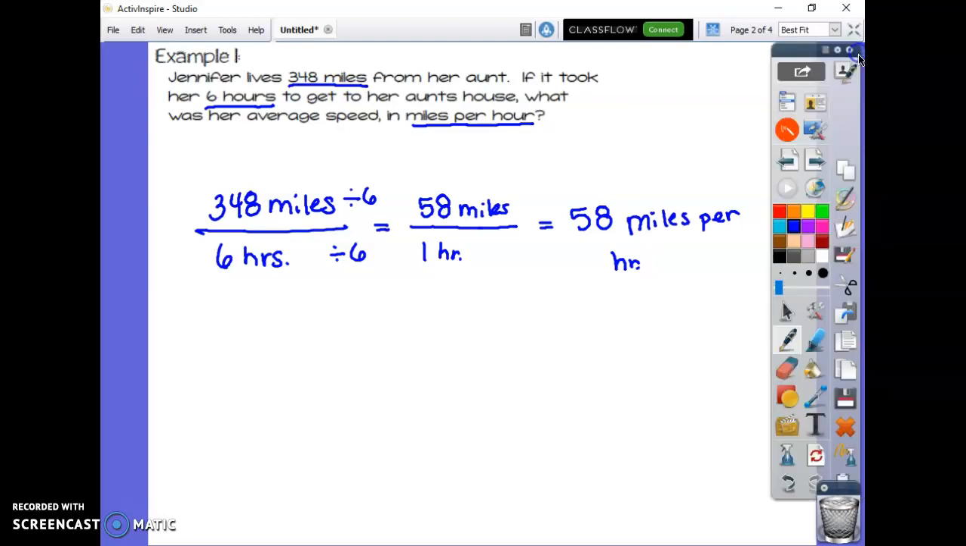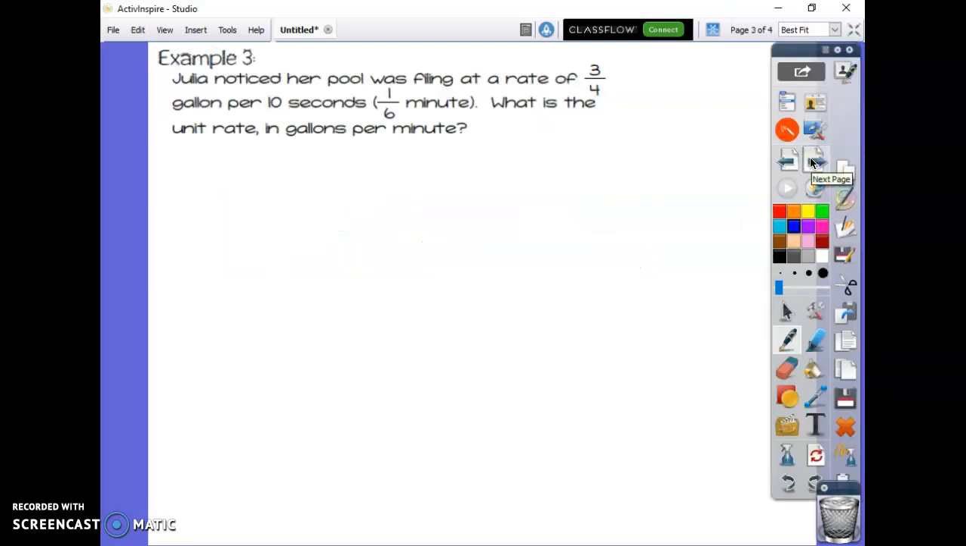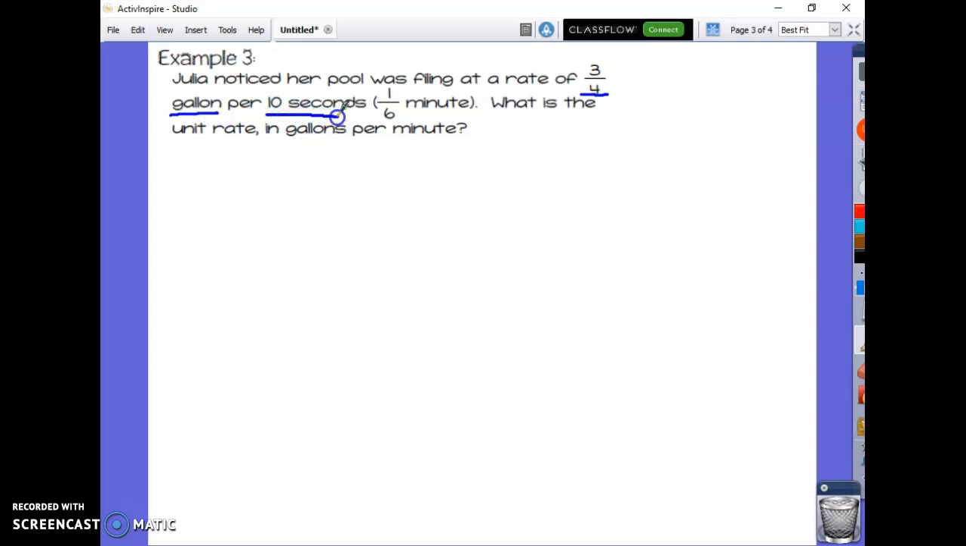Go ahead and try example 2. Should be very similar. Okay, example 3, Julia noticed her pool was filling at a rate of 3/4 of a gallon per 10 seconds, or 1/6 of a minute. What is the unit rate in gallons per minute? So again, per minute, meaning for every 1 minute. So let's set this up first. We're going to have our gallons per minute, so our gallons have to go on the top. 3/4 of a gallon every 1/6 of a minute.